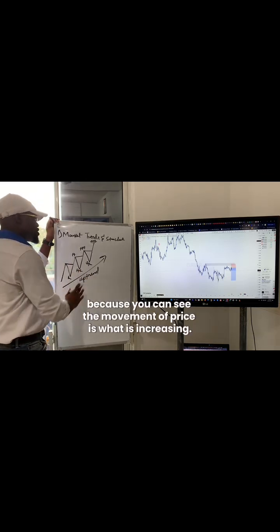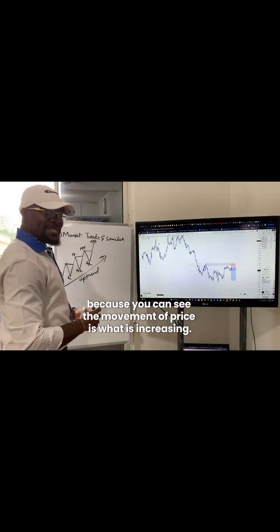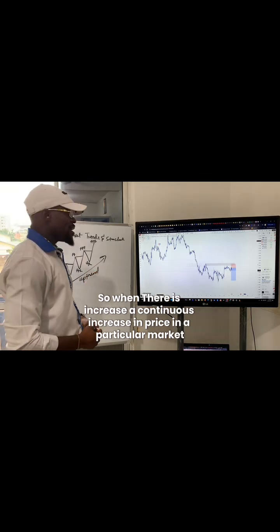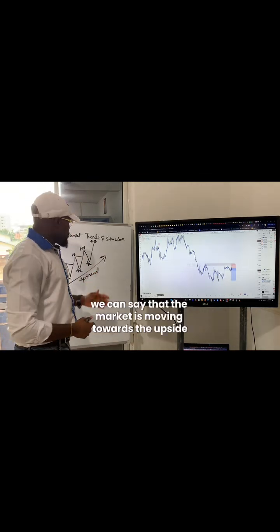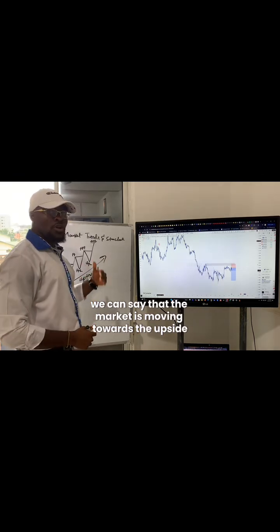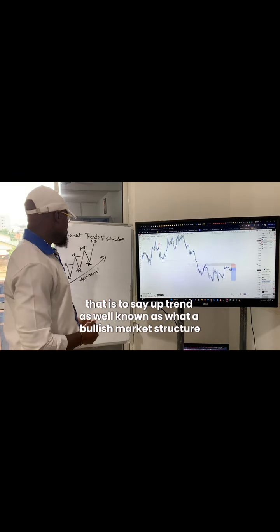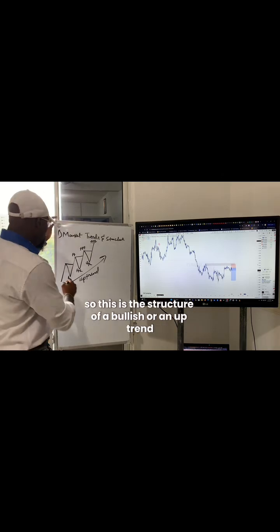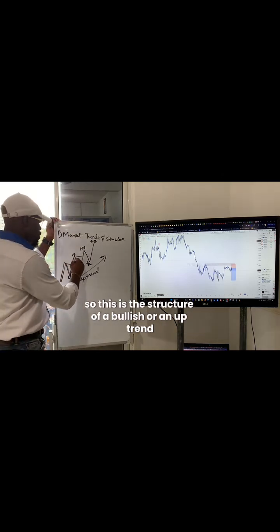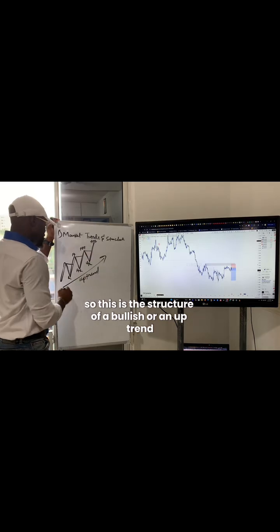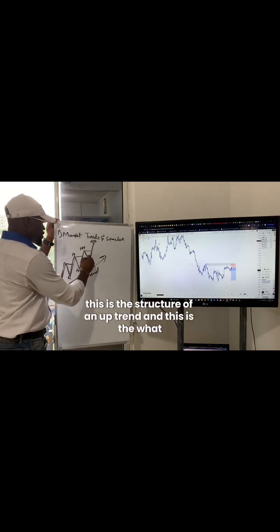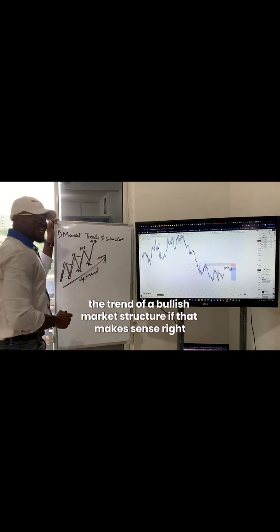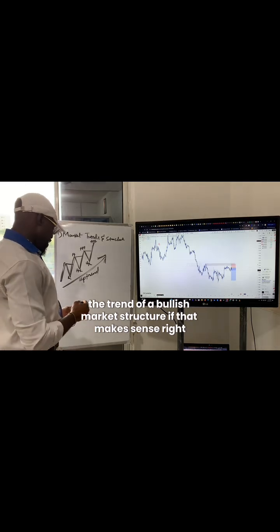Because you can see the movement of price is increasing. So when there is a continuous increase in price in a particular market, we can say that the market is moving towards the upside. That is to say, an uptrend, also known as a bullish market structure. So this is the structure of a bullish market, or an uptrend, if that makes sense, right?